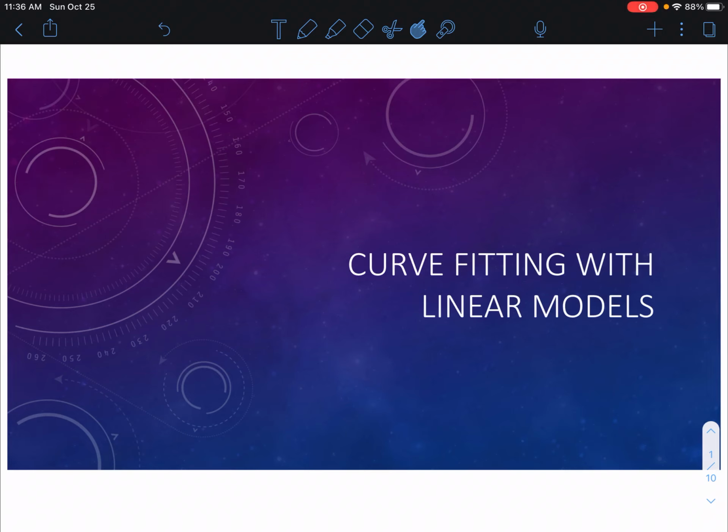Okay, so this is part 2 of curve fitting with linear models, and today we are going to use our graphing calculator to create a linear model and then use it to make predictions.